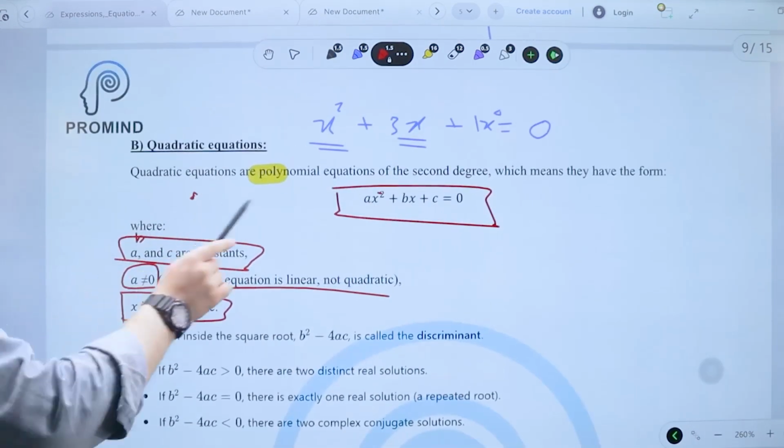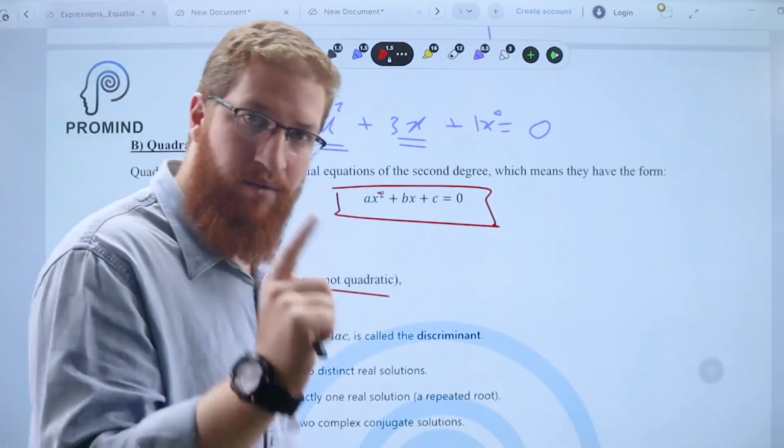If you realize here, how many variables do I have? I have only a single variable.